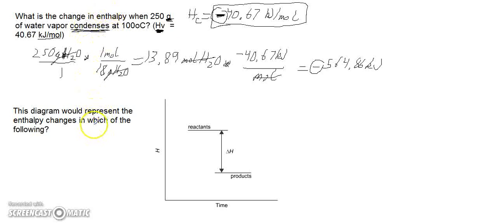Okay, last one real quick. Oh, I only have about a minute left on the screencast. This diagram would represent the enthalpy changes in which of the following? And you have hot pack, boiling liquid, cold pack, melting solid. The answer is hot pack, because this is an exothermic reaction, right? Reactants have more energy than the products, so the energy is being released as heat normally, and that's what a hot pack is, right? It feels hot because it is releasing heat. This is an exothermic reaction, and so that's what hot packs are.